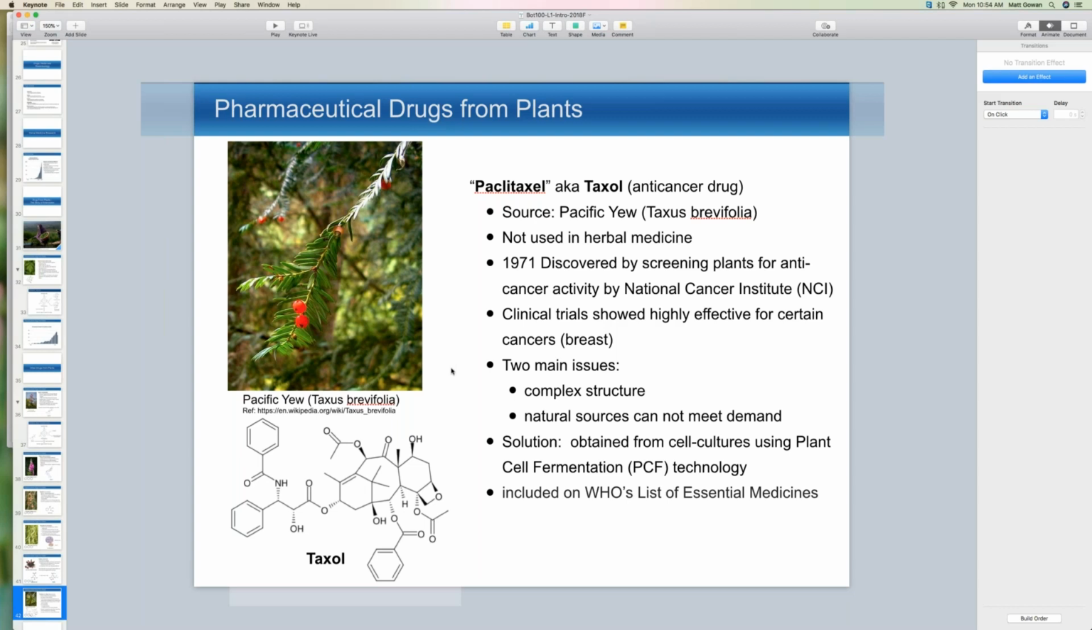The other problem is that you couldn't just collect it from nature. You couldn't just go out, cut down the Pacific yew trees and do an extraction, because the amount required to meet the demand exceeded what could be obtained from nature in a single year. So you basically would have to wipe out the entire population of Pacific yew to get enough of the active drug to supply the people that needed it for 1 year, and then you're out of luck. So the way that it was developed was they used plant cell fermentation technology.